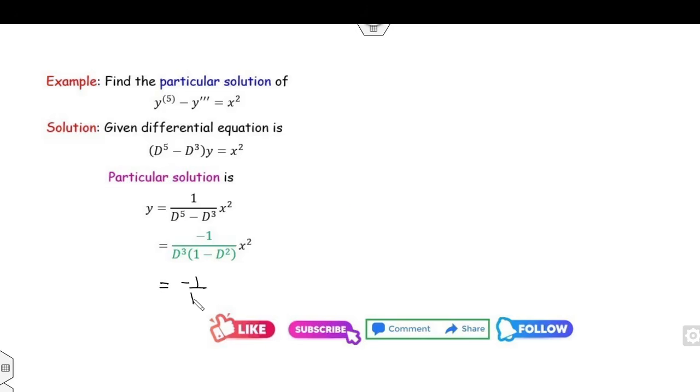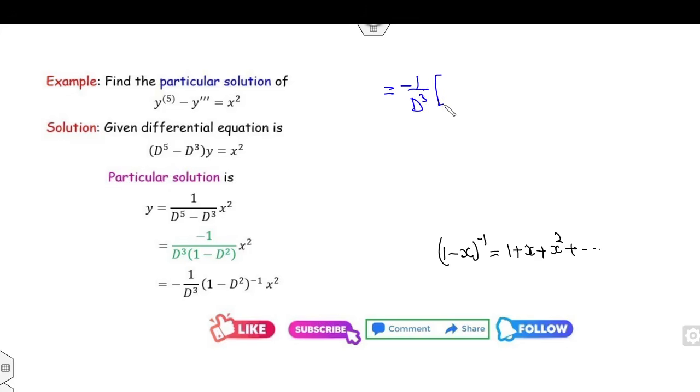I can write it as 1 over d cube into 1 minus d square raised to power minus 1, because 1 is appearing only for this quantity. Now you can expand this series with the help of 1 minus x raised to power minus 1. It is 1 plus x square plus x cube. So this will be minus 1 over d cube, 1 plus x square, because I need up to the maximum degree 4. So we already obtained the degree 4. We can stop there.